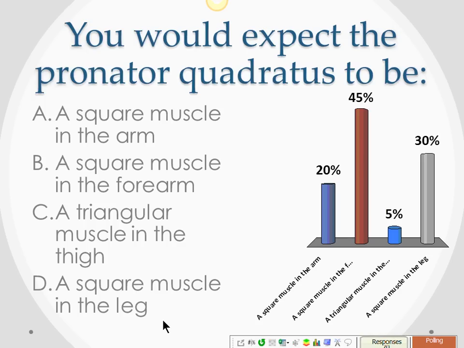Okay. Whoa, Maximum got it right. Yes, it's a forearm muscle, a square muscle present in the forearm. Quadratus means square, and pronator is its action. Remember, pronation and supination were movements which we did in the skeletal system, which were at that radio-ulnar pivot joint. Remember, in the forearm, pronation and supination.